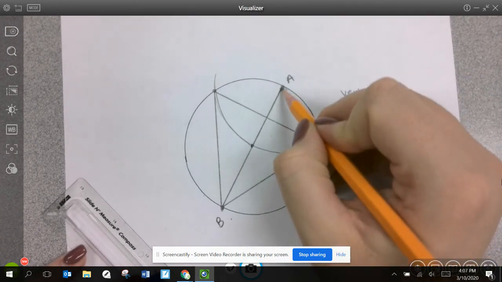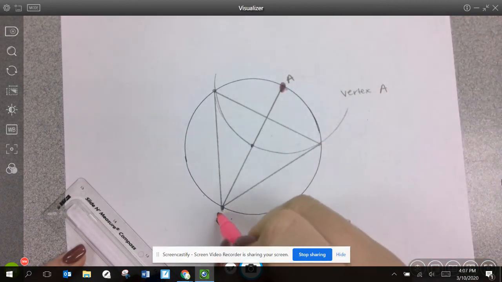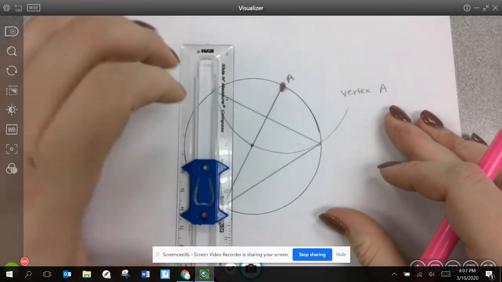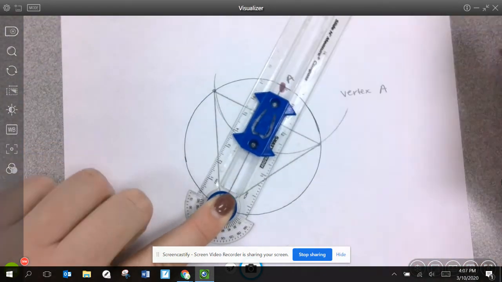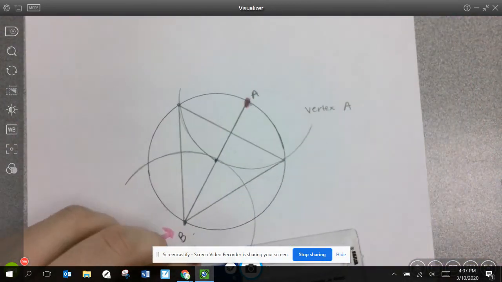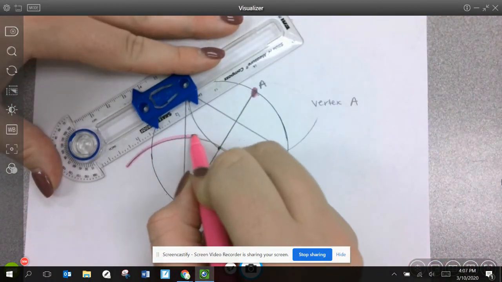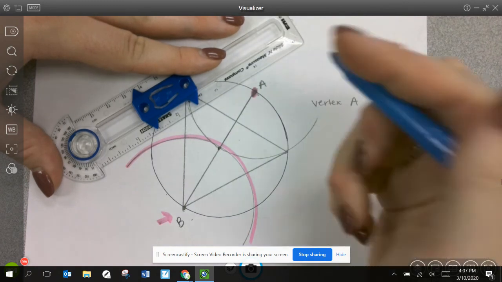Instead, when I'm using A as a vertex, I'm going to need to swing from the other side of my diameter. So instead of swinging from A and creating an arc, I'm going to swing from B and create an arc here. That way, when I connect all of my points, it gives me a lovely equilateral triangle.